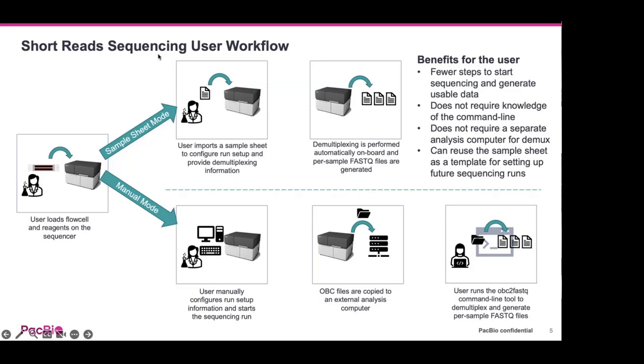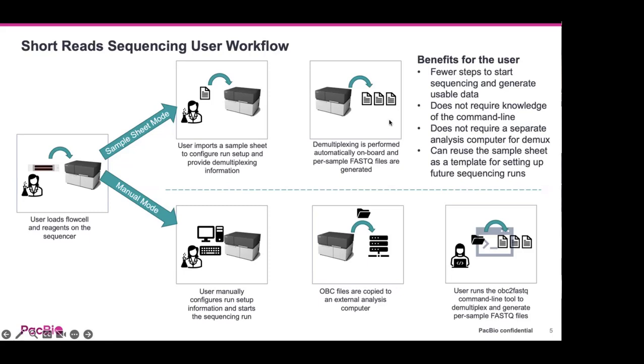So why would anybody pick one over the other? Sample sheet mode is less hands-on and doesn't really require another computer for you to get data that you can start working with immediately for analysis. But the downside of doing it on instrument is that it takes more time on the instrument to run the demultiplexing and FASTQ generation, so you can't start your next run until that's completed. That could be anywhere between a few hours to half a day, depending on how much data you have and how many indexes you're using.